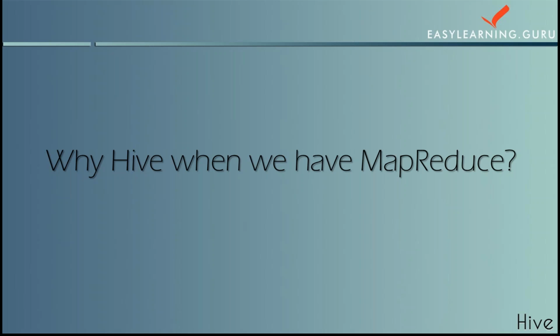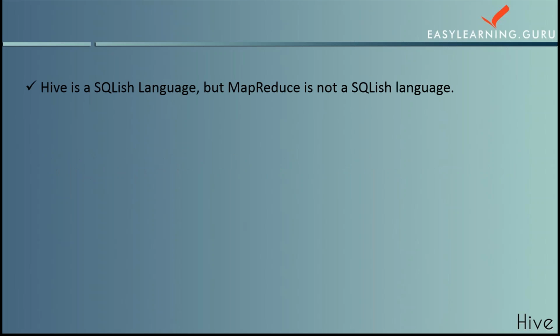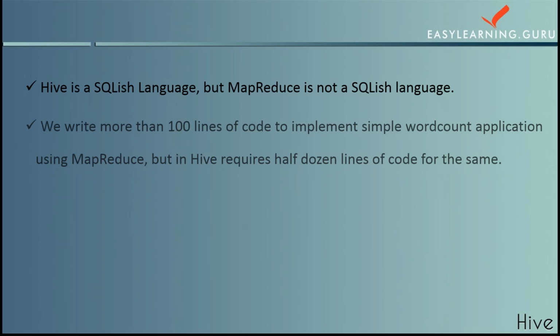Now, why Hive when we already have MapReduce? Hive is an SQL-ish-like language, whereas MapReduce is not. So programmers are more comfortable using the SQL language. They know more SQL, they are more familiar with SQL and find it comfortable to use. So this is the first reason.